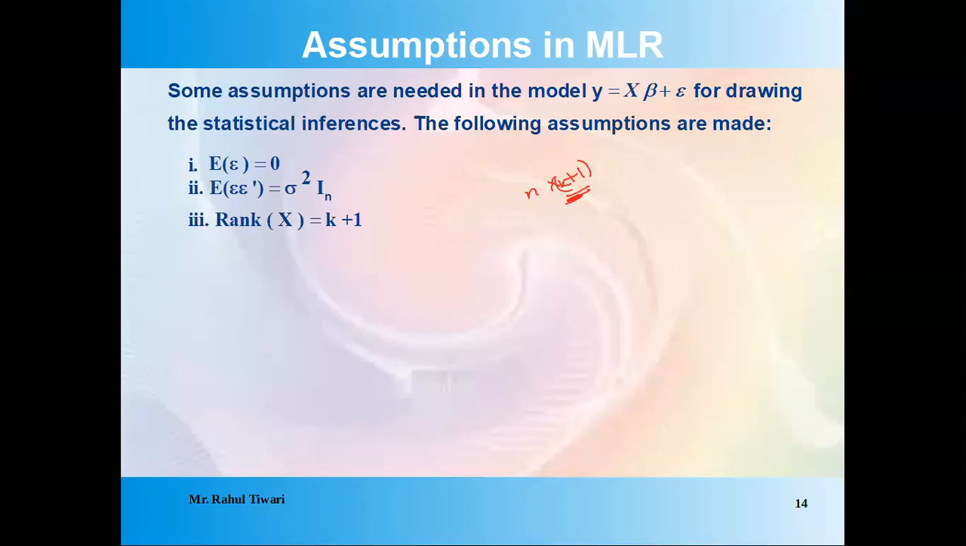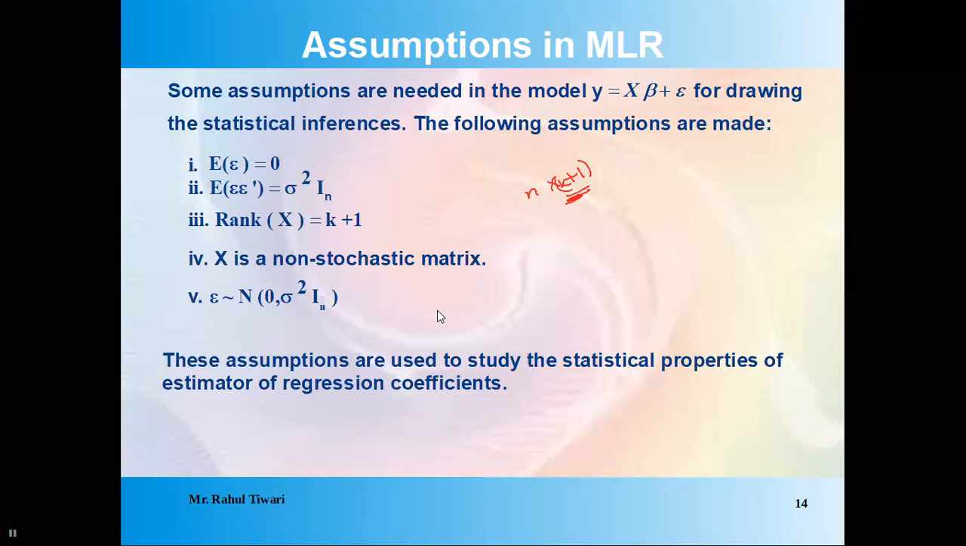Then we have x as a non-stochastic matrix. Epsilon, that is the disturbance term, follows 0 comma sigma square I n. So these are all assumptions you have already seen in the SLR. You can just go through how it works. Only the rank we have not seen, because here we are talking in terms of matrices. So that's why the rank comes into the picture. Otherwise the rest you have already seen in the SLR.